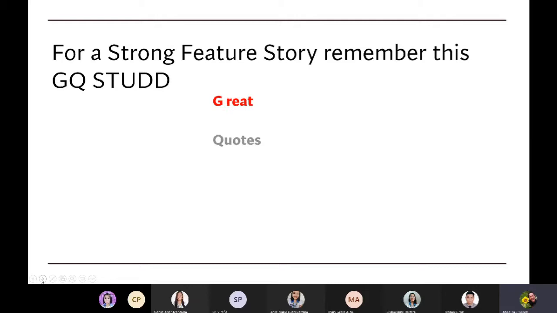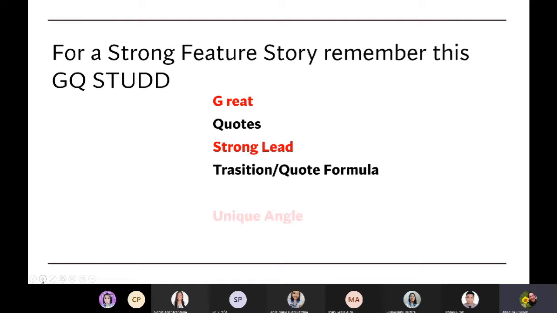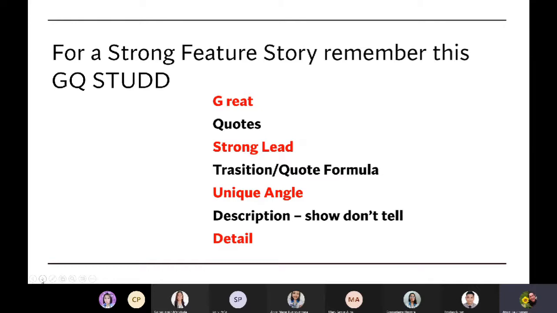Strong lead, transition or the quote formula, unique angle, description, you should show, don't tell, and detail. I wanted to emphasize here the unique angle and the description. For unique angle, look at the aspect that is something that cannot be seen by others. For example, the 13, okay? The 13, the Netflix itself.